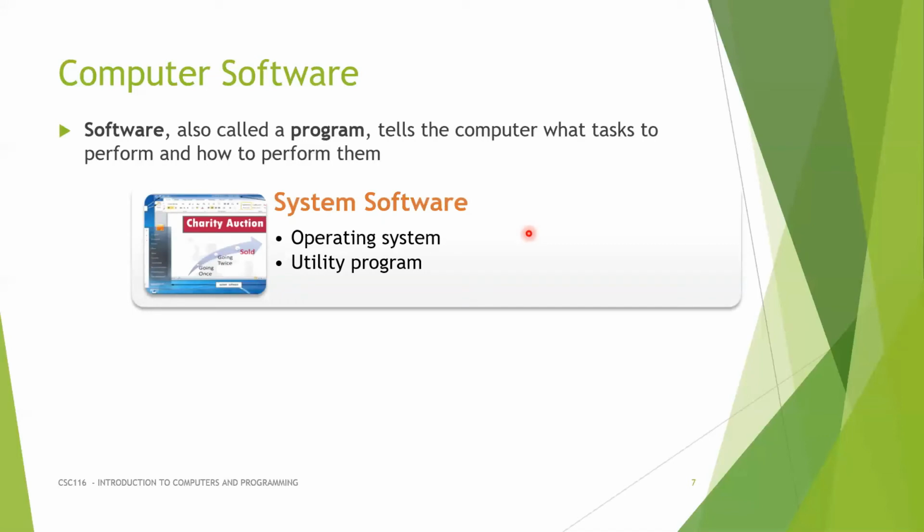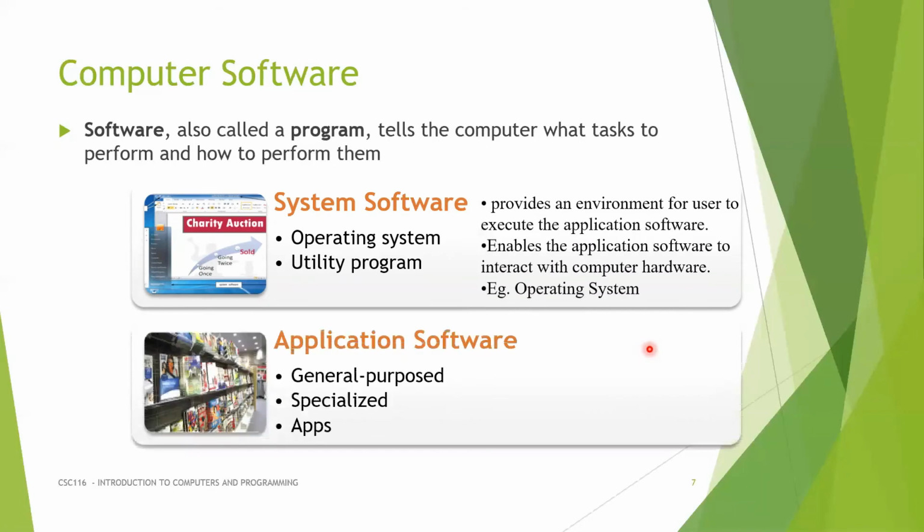So computer software terbahagi kepada dua. We have the system software and another one is the application software. So system software is the main software inside the computer. Dalam sistem software kita ada operating system and utility program. So operating system yang selalu kita gelarkan dia sebagai Windows 10. Okay, itu adalah the main system software yang kita perlu ada dalam komputer.